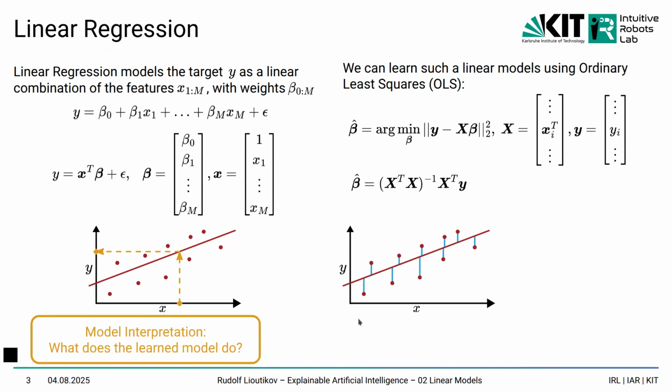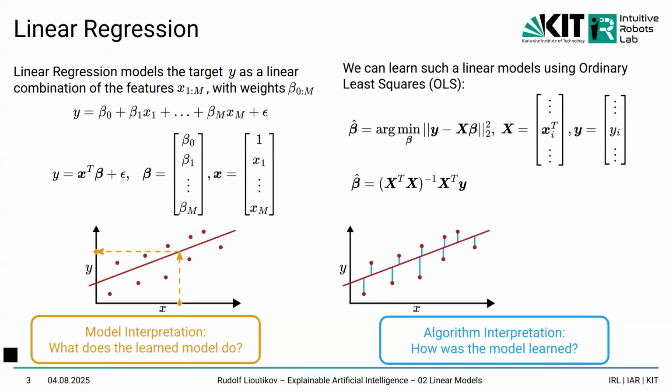So now what is the difference here? On the left-hand side, we have the model interpretation: what does the model actually learn, or what does the model do? And on the right-hand side, we have the algorithmic interpretation: how do we actually get to that model? So what does the algorithm do in this case? And there is now something else.